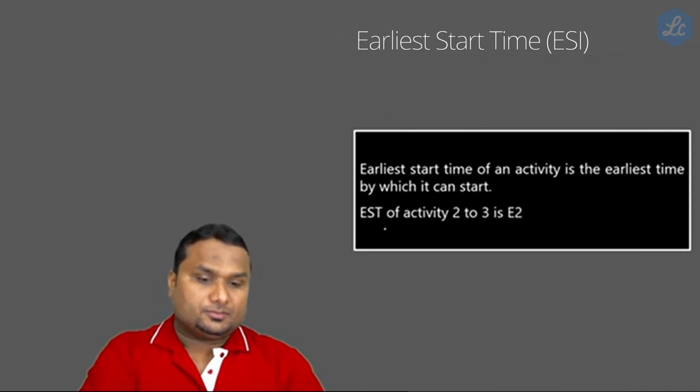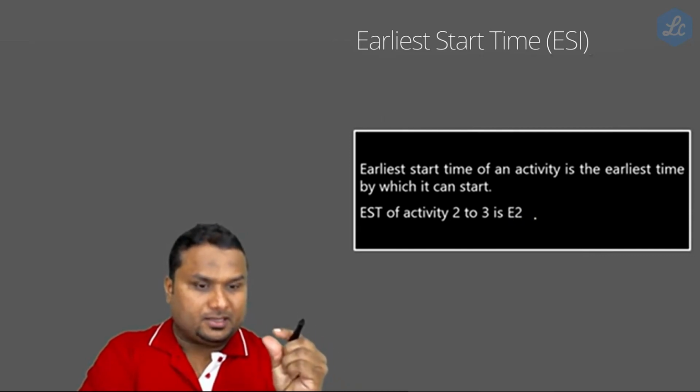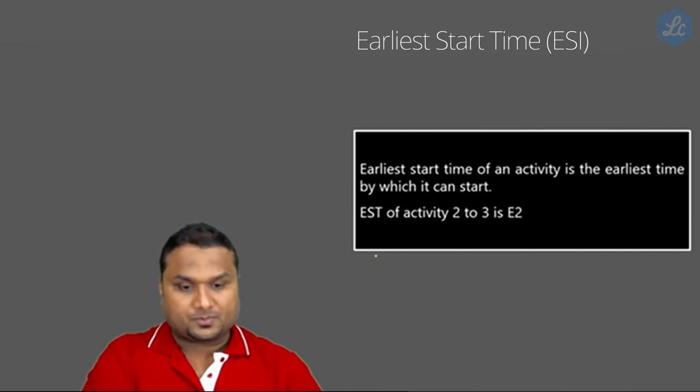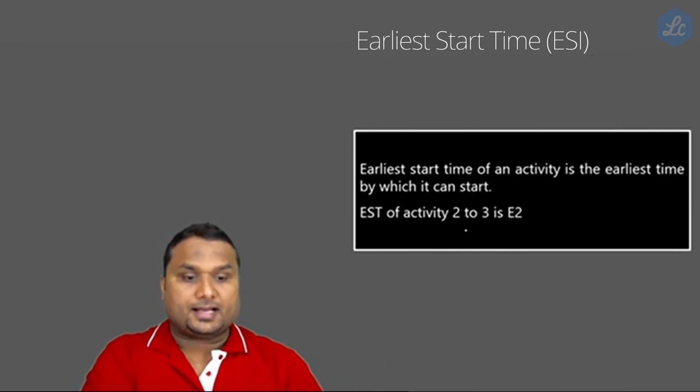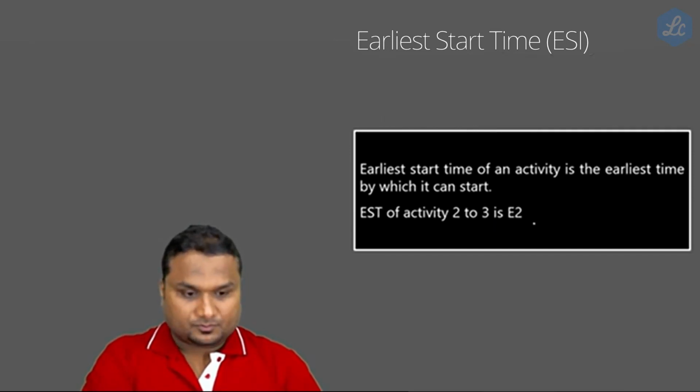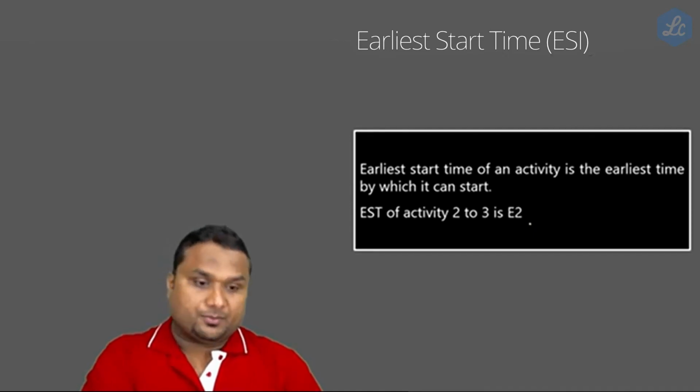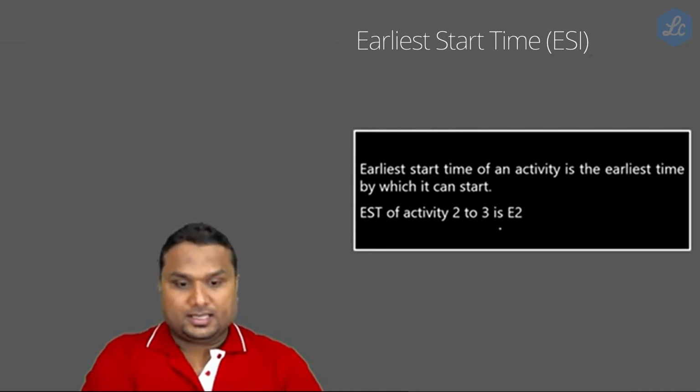So now write down the EST of activity 2 to 3. For the next 5 minutes, we just have to write a few things. Then we will start a very big problem. The EST of activity 2 to 3 is E2. E2 means earliest event time, which you will compute. Don't worry.